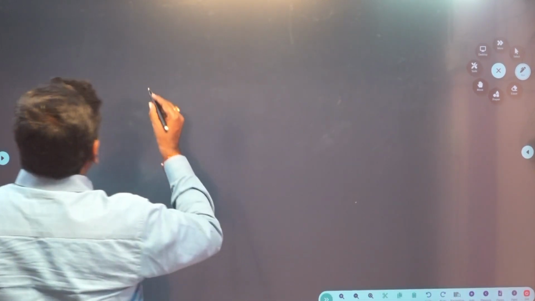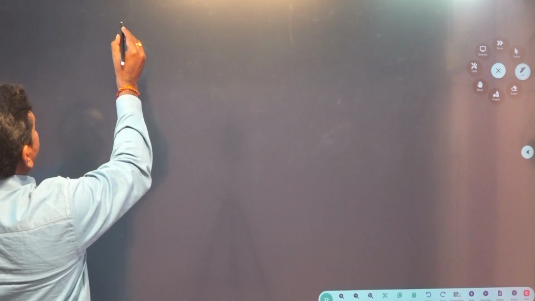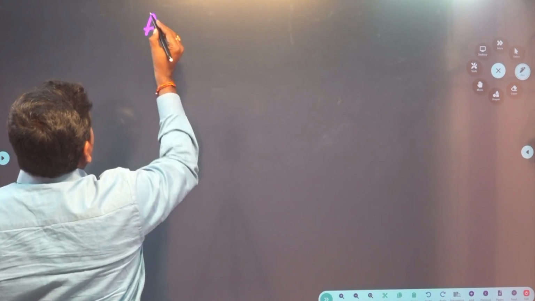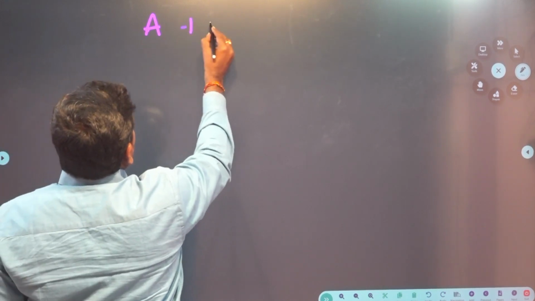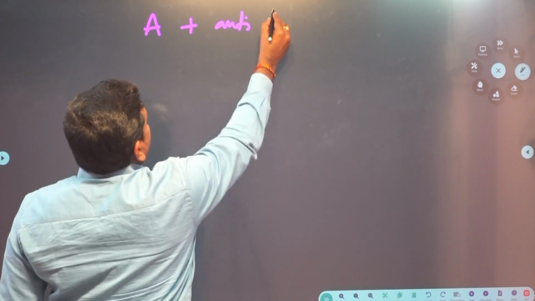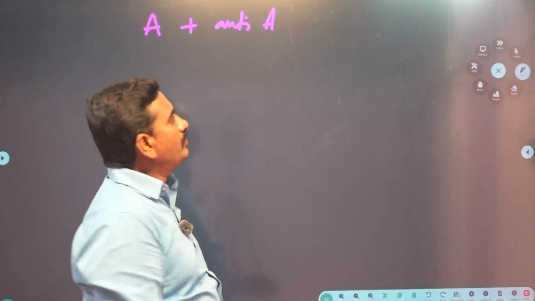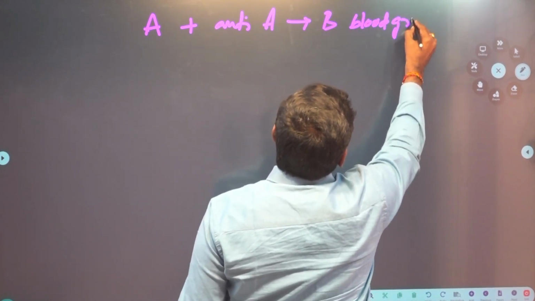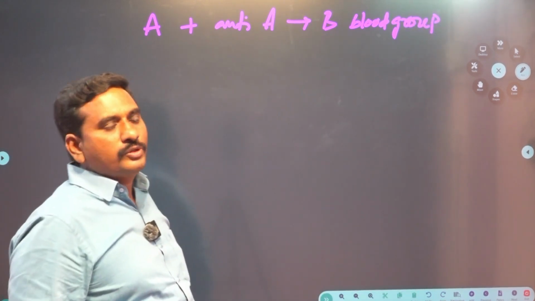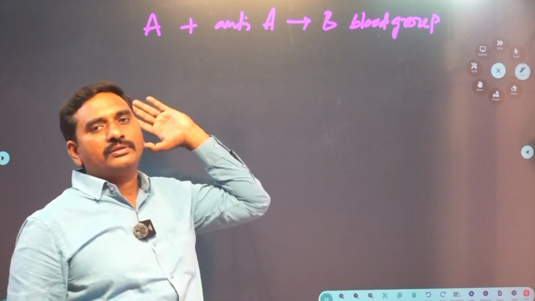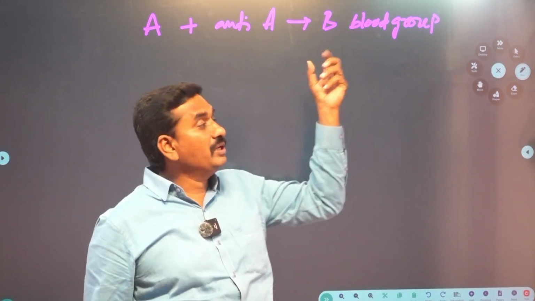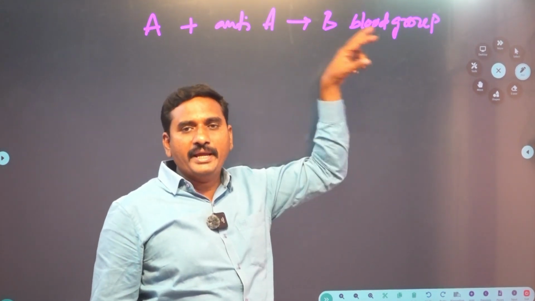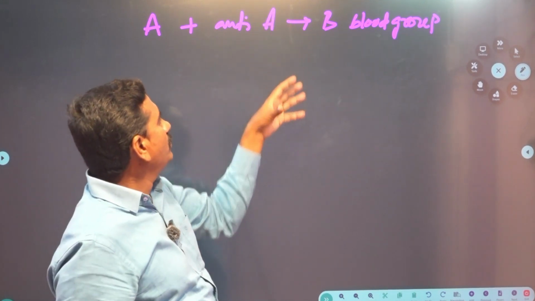Next, if you take the antigen antibody fight, antigen A can fight with anti A, but anti A is present in the B blood group. So the A type of blood cannot donate to the B blood group, because in the B blood group anti A antibodies are present. Anti A antibodies are present in the B blood group.